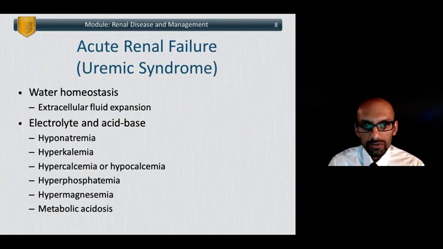So uremic syndrome affects a lot of things, not the least of which include water homeostasis, and you tend to see an extracellular fluid expansion. These patients develop a significant amount of edema and anasarca. As I mentioned earlier, they can get hyponatremic, but virtually everything else goes up in concentration. So you get hyperkalemia, hypercalcemia, hyperphosphatemia, hypermagnesemia, and a metabolic acidosis.